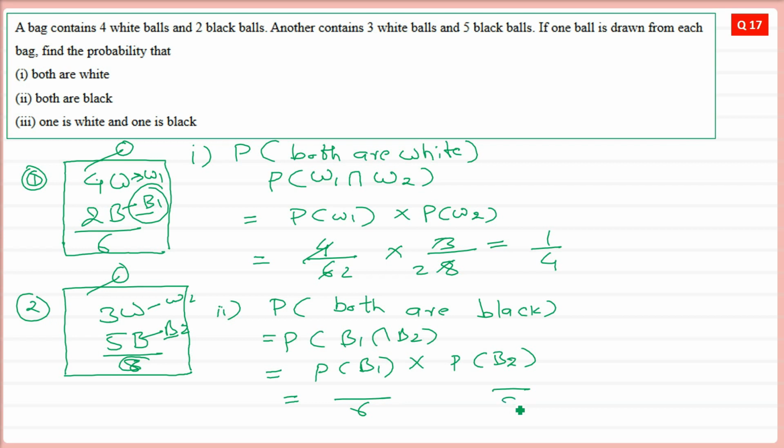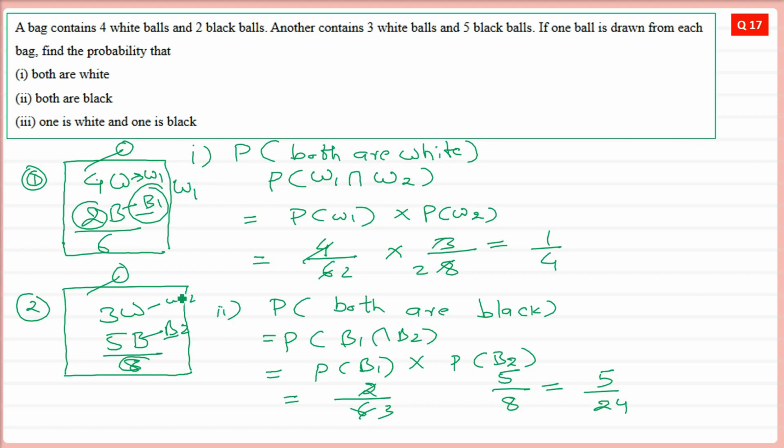It will never change because in this question the total numbers are 6 and 8. How many blacks are there in the first? 2. How many blacks in the second? 5. So 2 by 6 multiplied by 5 by 8, and when you multiply these two, 2 3s are 6, 5 by 24. There is a multiplication sign in between, okay? Please remember that. I forgot to put it. It is 5 by 24. Now the third one. One will be white and one will be black. So there are two possibilities.